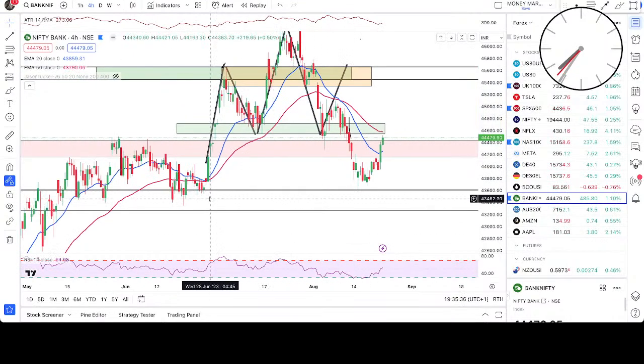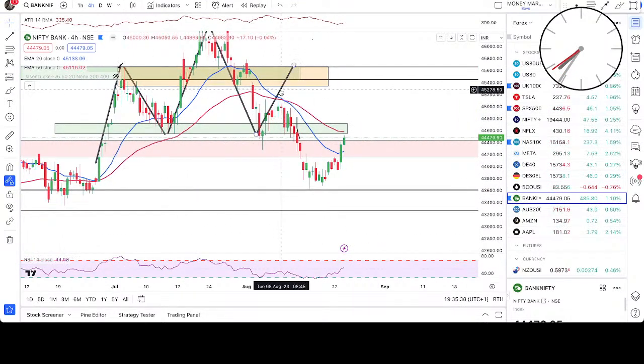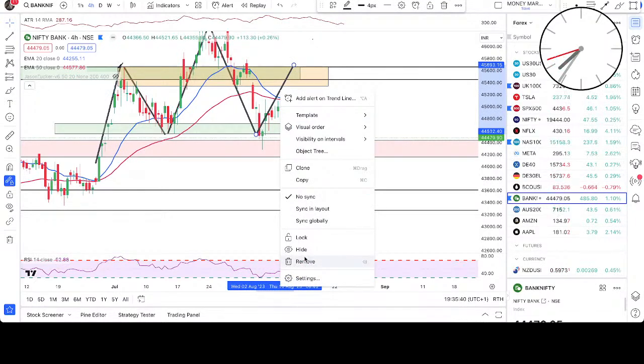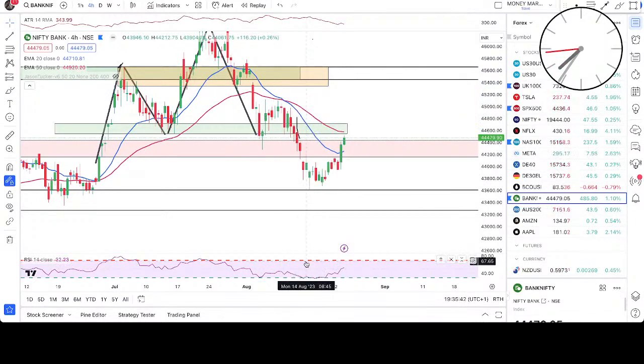Okay, that pushed up nicely from my support area. Yeah, good. Looks good to me. And yeah, I'll check crude oil for you.